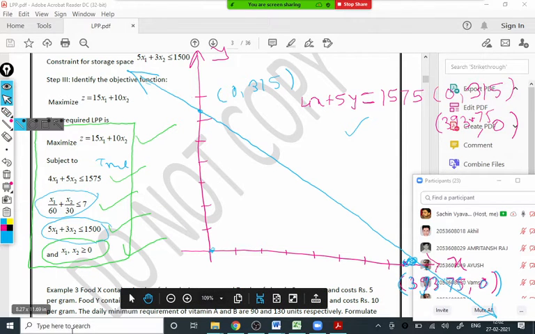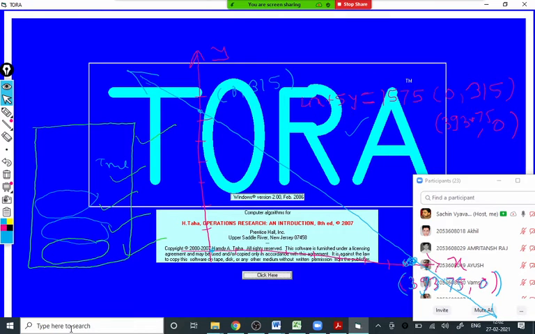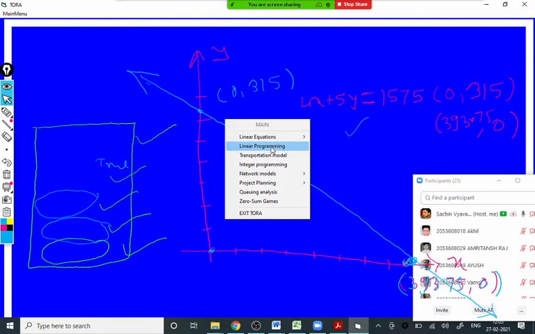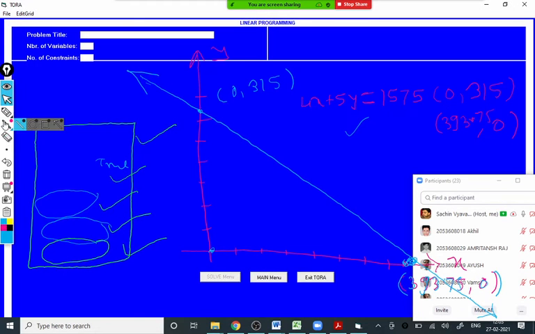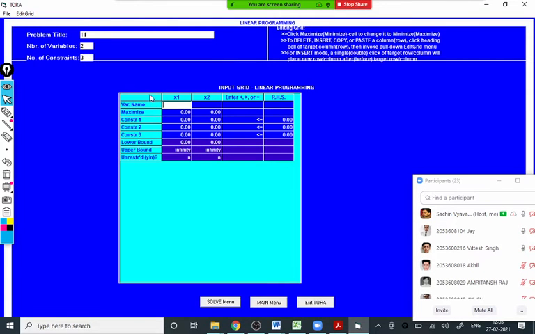So I will show you this solution on the software, Tora. Let me put these values in quickly. How many constraints are there? Already we see 3. Okay, let me enter the data. Can you tell me the coefficients of the objective function? 15x plus 10y. 15 and 10. Yes. Okay.